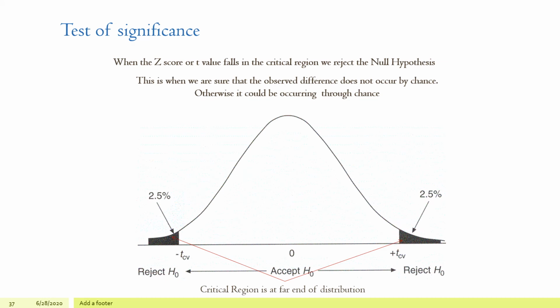And this is, for example, if t value is 2.5, I will show you in the next slide how we define the t values. Null hypothesis, this is when we are sure that observed difference does not occur by chance, otherwise could be occurring through chance. So these are critical areas. If your alpha p value is greater than this, then you are unable to reject null hypothesis. If your p value is less than this, then you are rejecting the null hypothesis and accepting alternate hypothesis.